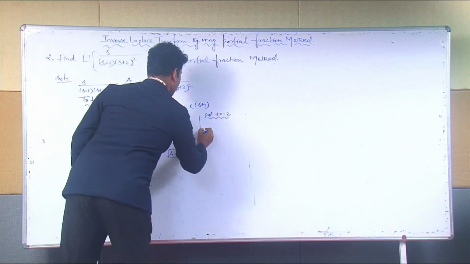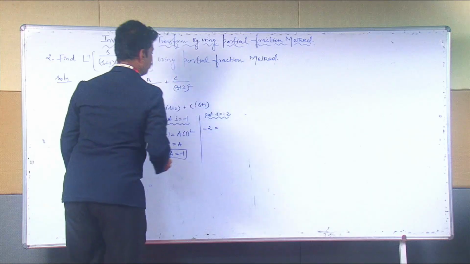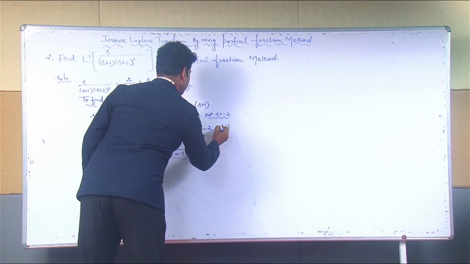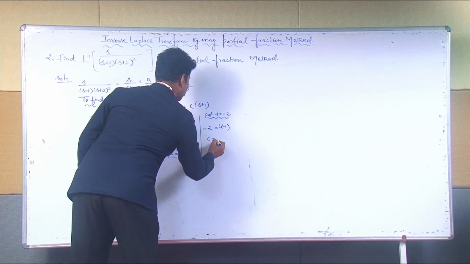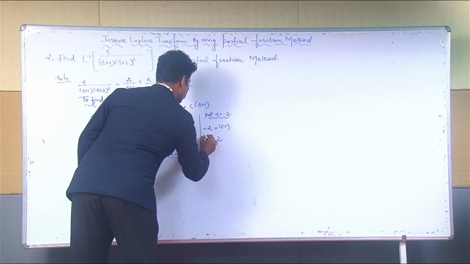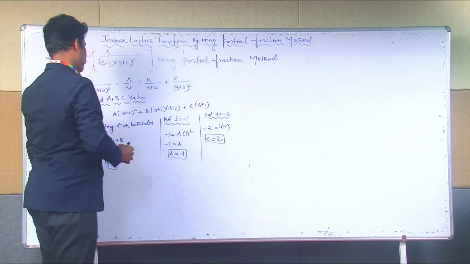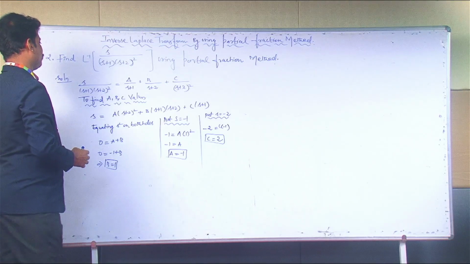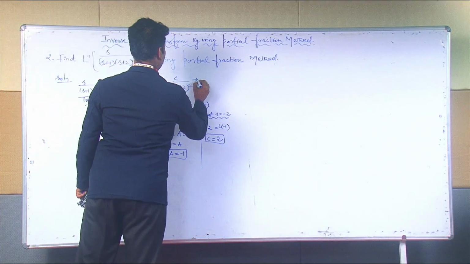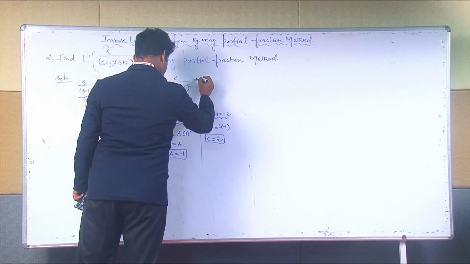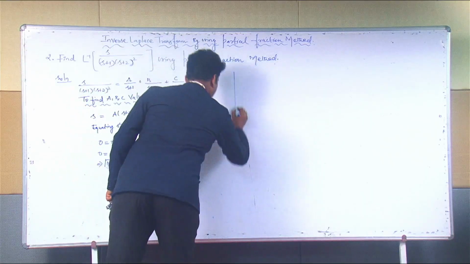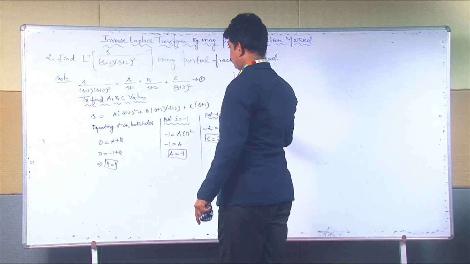If you substitute s equal to minus 2, this is minus 2, this is c into minus 1. So therefore c equal to 2. So a value is minus 1, b value is 1, c value is 2. You have to substitute in this equation. This is equation number 1. If you substitute here, what is the answer?